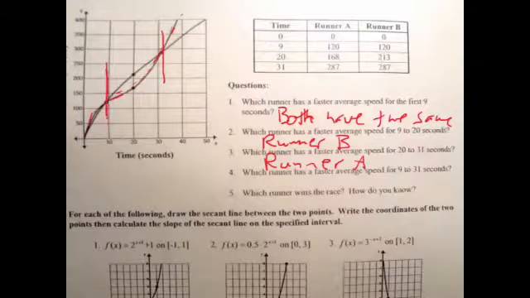And which runner was faster average speed between 9 and 31 seconds? So that's between these points here. Well, they start and end at the same points as each other, and so they actually have the same average speed. And that brings us to 5.